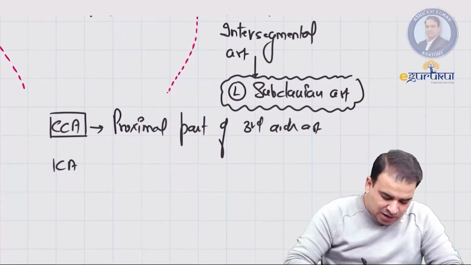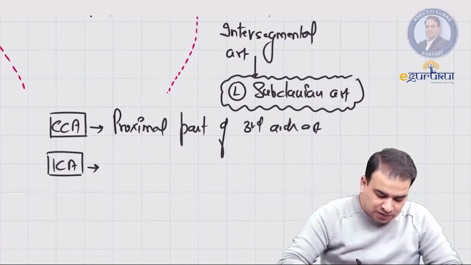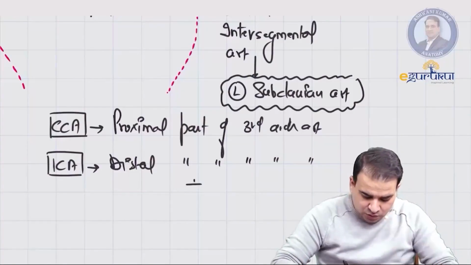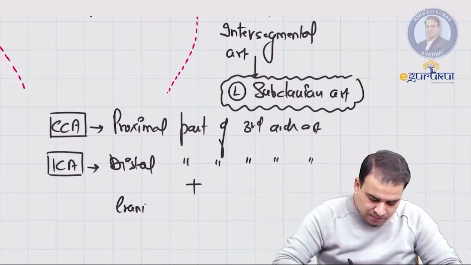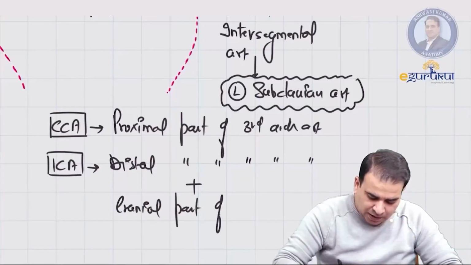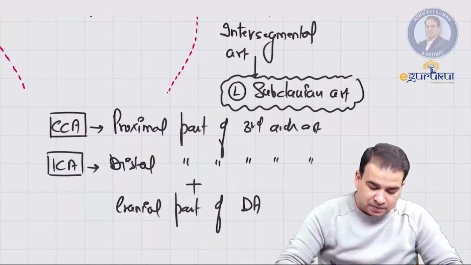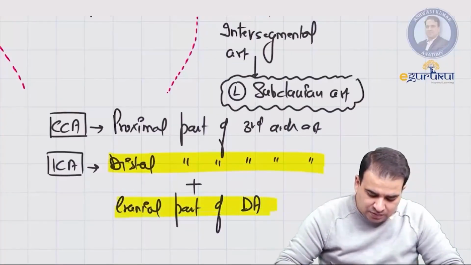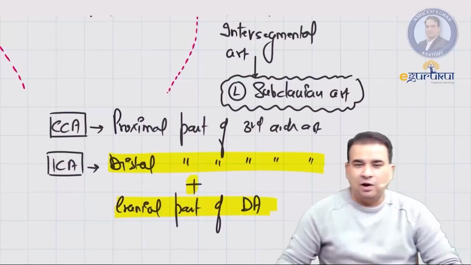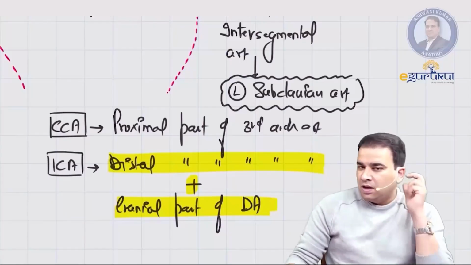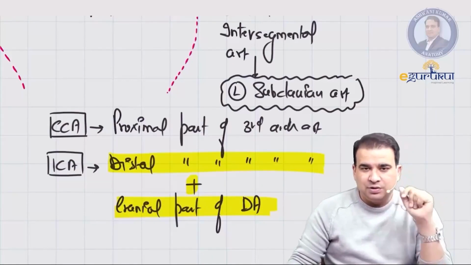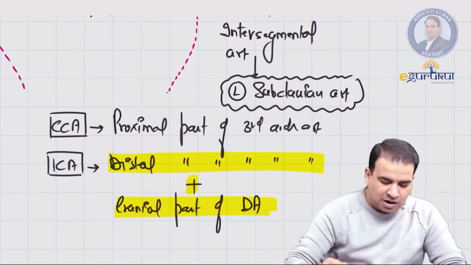Whereas the internal carotid artery is the one which comes from where? It comes first of all from the distal part of third arch artery, and also by the cranial part of dorsal aorta. That is the internal carotid artery, which is derived from the cranial part of the dorsal aorta along with the distal part of third arch artery. So these are the two direct branches coming from the arch of aorta. One is the subclavian artery, and the other is the left common carotid artery.